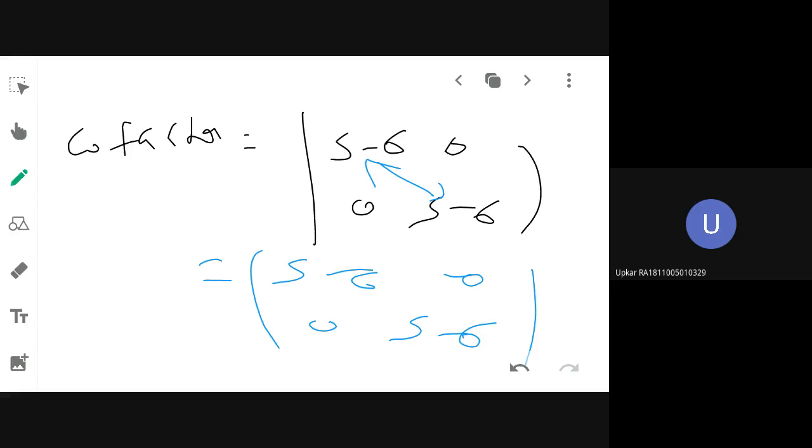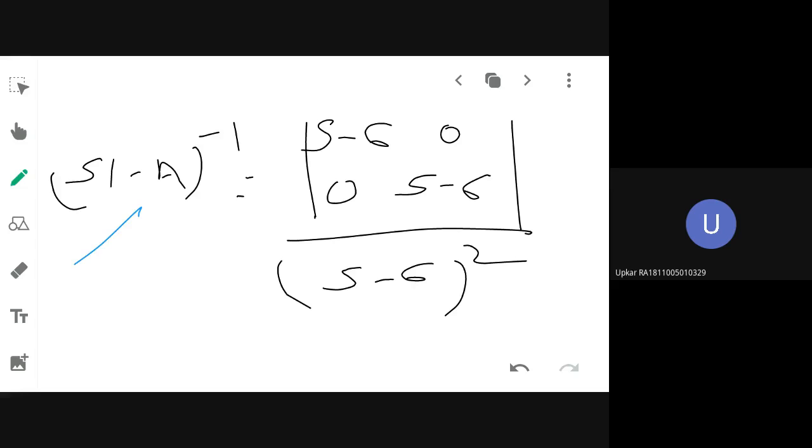So even if you change the location, it will be the same. But here it is 0, 0 only. So it will not matter. So this is your cofactor. Now proceeding with the (sI minus A) inverse. So this is your cofactor that you have found. You have to divide that by the determinant. So what will be the answer that you will be getting? Every term you are going to divide by that determinant.